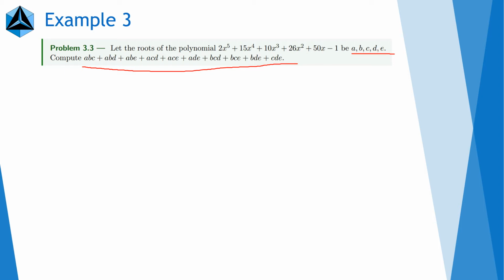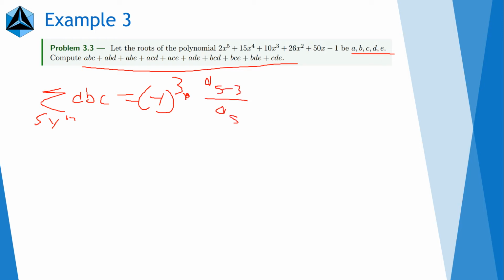That means we can use Vieta's formula quite well on it. So here's how we'll do it. This is equal to the symmetric sum of abc, so of size 3. We know that this is equal to, I'll write sym here, since it's of size 3, negative 1 to the power of 3 times a2 over a5. The 5 here comes from the fact that this is of degree 5. So all this would be equal to negative a2 over a5.